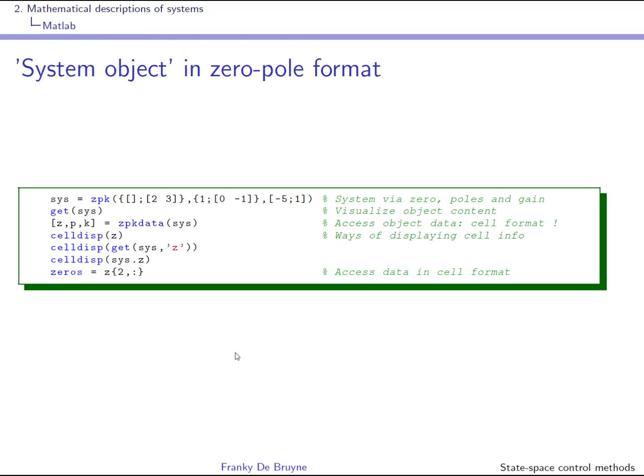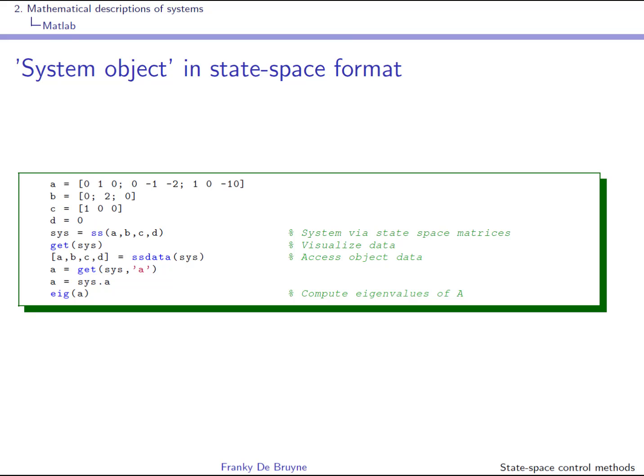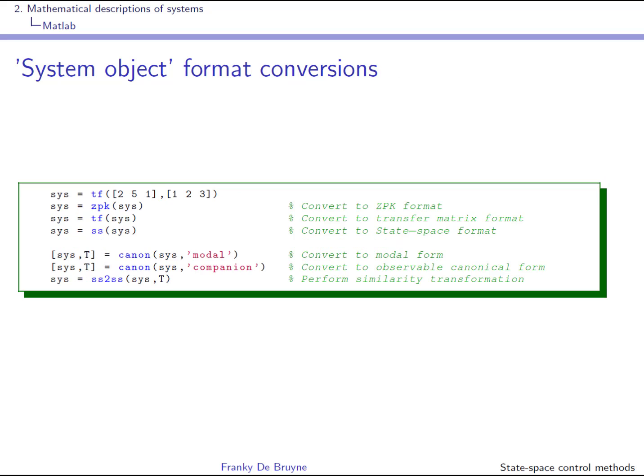Very quickly, I'll give you an overview of the commands in Matlab. So have a look at the slides and also have a look at the documentation. So here, this is how you can enter a system in the form of a zero pole format. You can also use a transfer function format or a state space format. Of course, you'll be using this format quite a lot. You can use format conversions. So for instance, go from zero pole to state space or to transfer matrix.